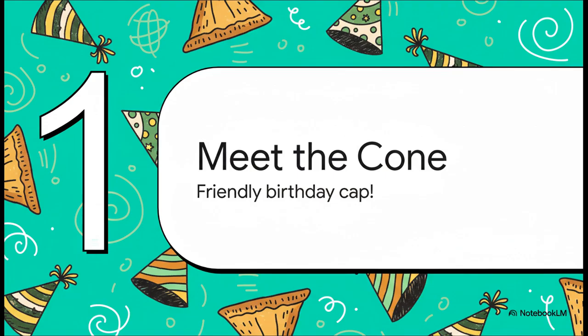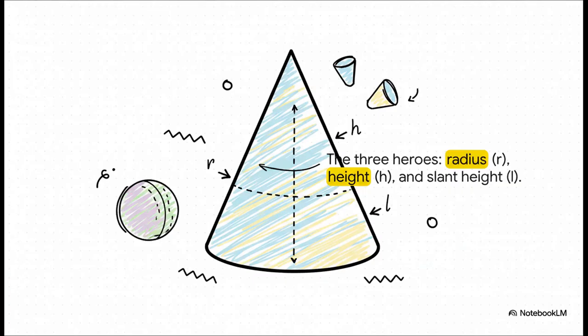Just think of a joker's cap from a party or maybe even a yummy, hot samosa. It's a shape we all know and love, right? Now, every cone has three main heroes in its story. See here? We've got R for the radius of its flat circular bottom, H for its straight vertical height, and L for its slant height. That's the length of the sloping side. Just remember these three, R, H, and L.